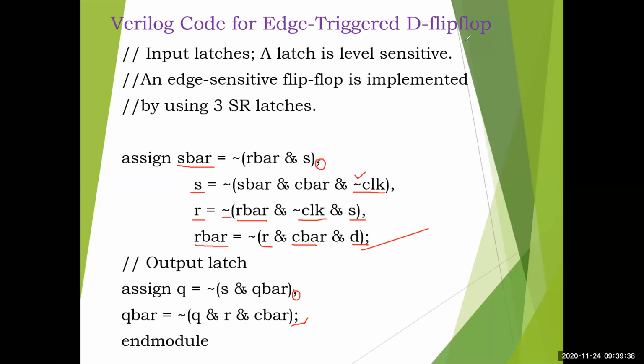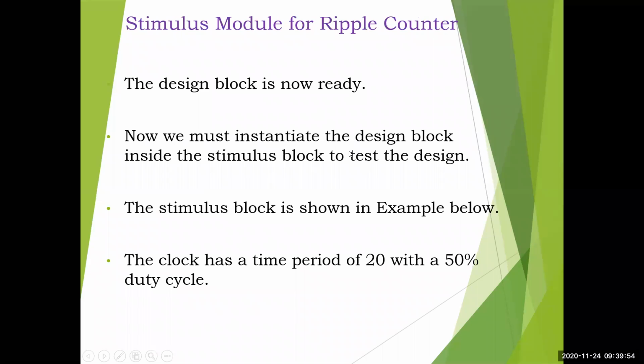Okay, so now we have to write the stimulus module for this. All the inputs, the counter, okay, main program only we will call. These all we will not take into picture. So what you had there: clock, clear, and the Q output. Those values we will give and write the stimulus. So the stimulus module, the design block is now ready.